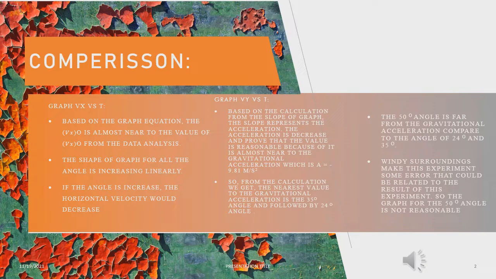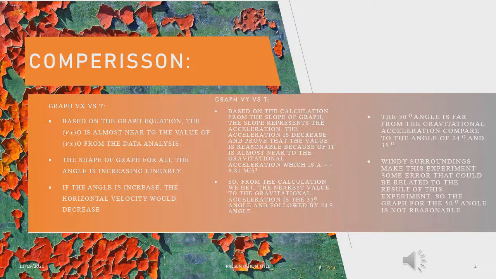Based on the calculation from the slope of the graph, the slope represents the acceleration. The acceleration decreased, and it proves that the value is reasonable because it is almost near to the gravitational acceleration, which is negative 9.81. The slope of the graph for the 24 degree angle is negative 8.14. The slope for the 35 degree angle is negative 8.66 meters per second squared, and for the 50 degree angle negative 6.64 meters per second squared. So from the slope of the graph, all the slopes are near to the gravitational acceleration, which is negative 9.81 meters per second squared.